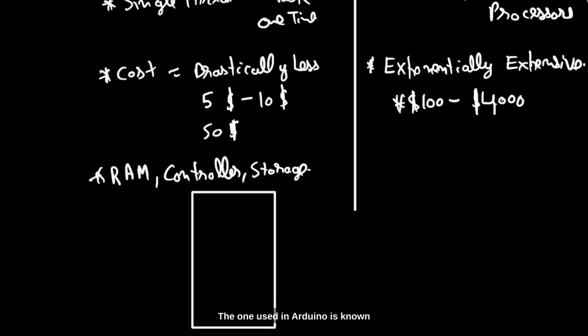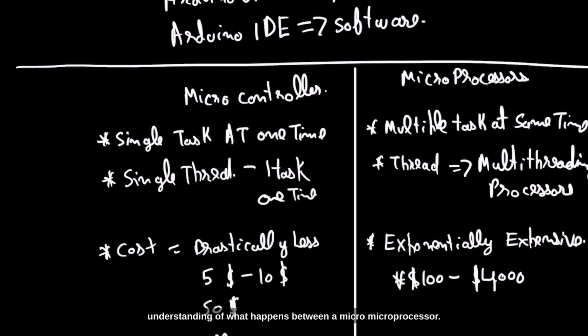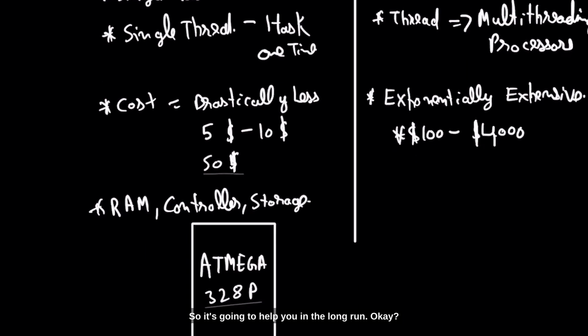The one used in Arduino is known as ATmega328. Let me just write it down. ATmega328P. There is another one in the same microcontroller family, ATmega328A. That's basically on another side, I'll talk about it in the lecture, but don't worry. This is something that you should know. I know it's a lot of things to remember, but you don't have to remember all of these. The whole idea is to give you a holistic understanding of what happens between a microcontroller and a microprocessor. It's going to help you in the long run. So I hope you understood ATmega328P.